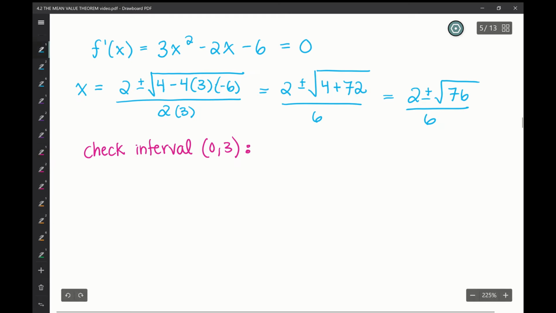First thing that's the easiest to check is whether or not one of these will end up with a negative number. Since we have that 0, we know that both of these numbers have to be greater than 0. So we'll take a look at that 2 and compare it to the square root of 76. 2 is equal to the square root of 4, which is less than the square root of 76. So that means that 2 minus the square root of 76 is going to be less than 0, and 2 plus the square root of 76 is going to be greater than 0.